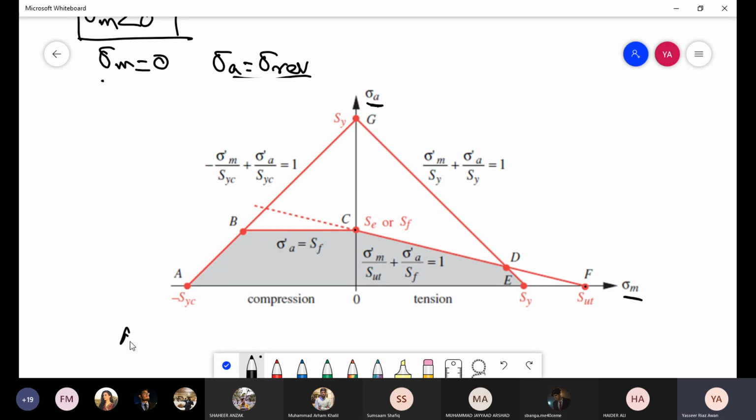Okay? So this A, B, C, D, E is actually the safe region. So if your stress combination, and we are talking about SE here, okay? So for infinite life, this is the safe region. If your point lies somewhere inside, then that means it will have infinite life. If it lies outside, then it would not have infinite life.